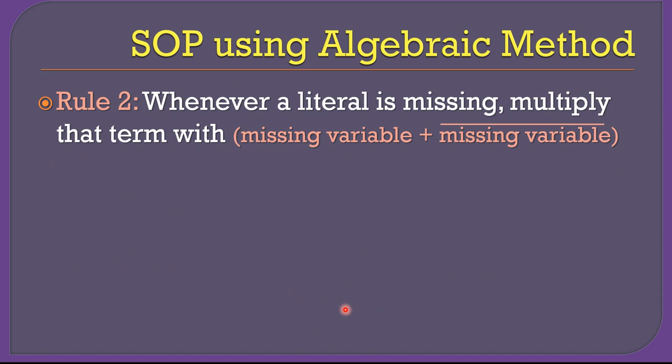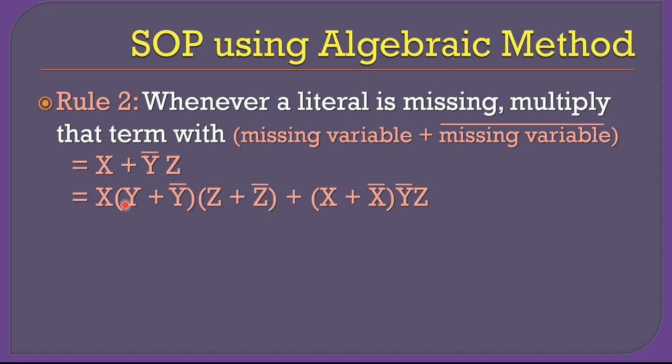Rule 2: whenever a literal is missing, multiply the term with the missing variable plus the missing variable complement. When you read this, you may not be able to understand, but when you see the expression, you may understand. This is the expression you got, x + y'z. Here you can see three variables. This is one term, this is the second term. In the first term, y and z are missing, and in the second term, x is missing.